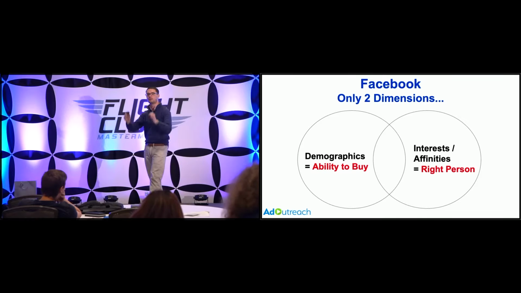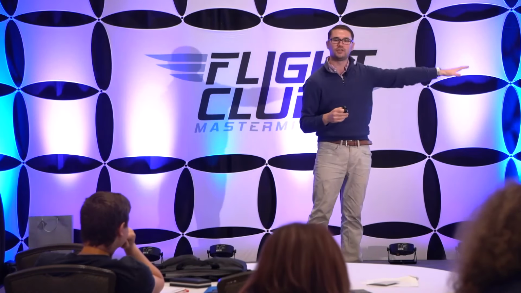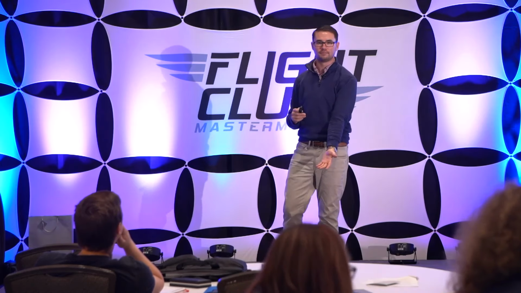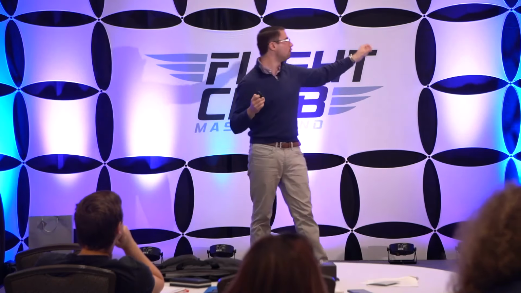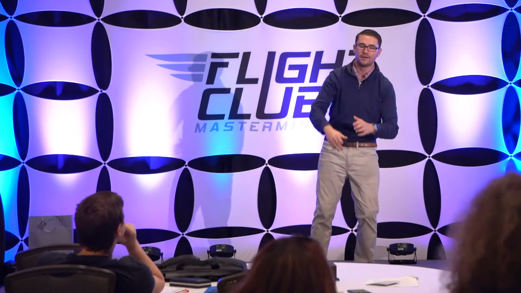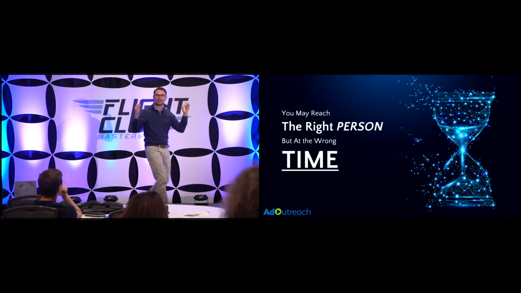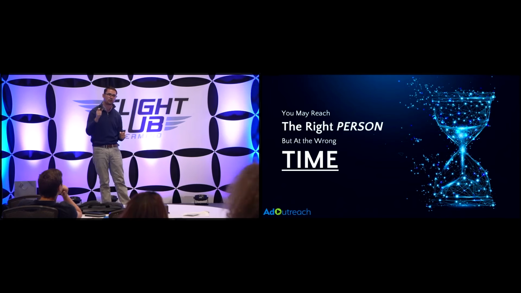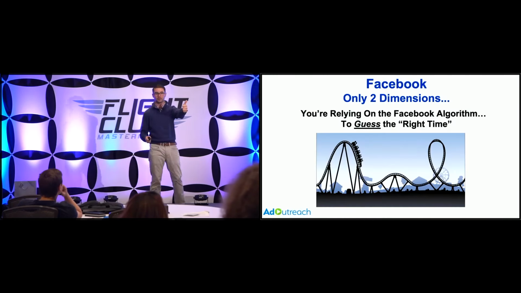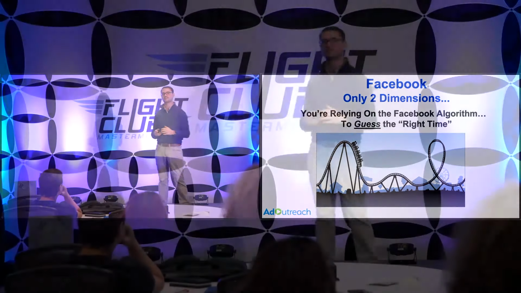You are missing the right time. So what happens if you reach the right person with the ability to buy at the wrong time? They don't buy. Right? You may reach the right person, but at the wrong time, and that means they won't buy. And this is why Facebook feels like a roller coaster. This is why Facebook is so reliant on an algorithm, is because Facebook's algorithm has to guess the right time. You can reach the right person who has the ability to buy, but if you're reaching them at the wrong time, you won't get the conversion. And that's the problem with Facebook. That's what creates the roller coaster effect.